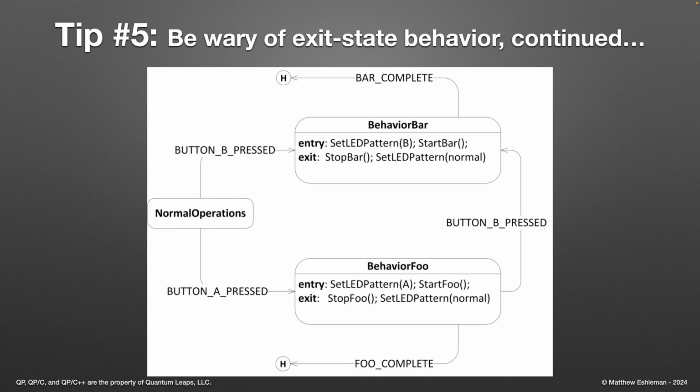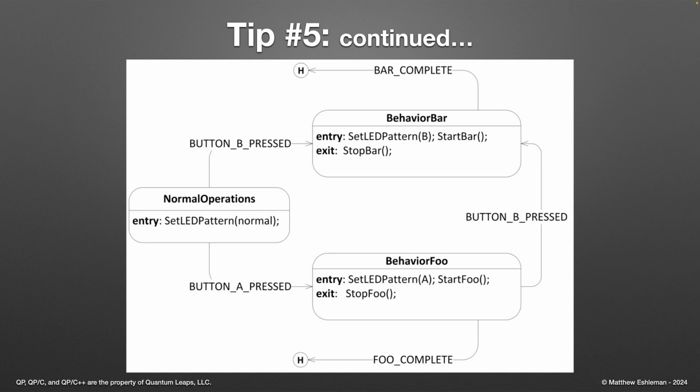Well, this is fairly clear and obvious. We just make sure that the state of normal operation sets the LED pattern to normal, as it should have, on its entry. And now we have a nice clean set of states where each of our states sets that LED pattern only in the entry. So any transition pattern that ends up happening in this product through code maintenance, feature changes, or requests, they'll all operate as expected.